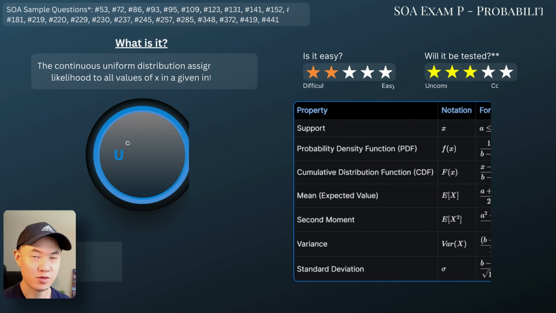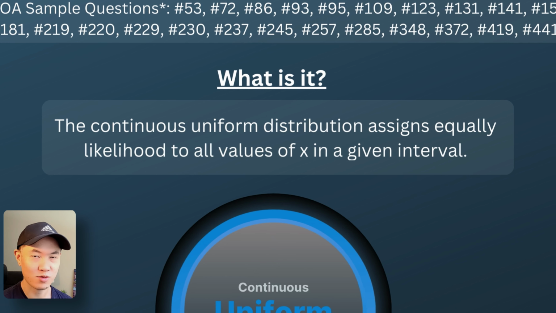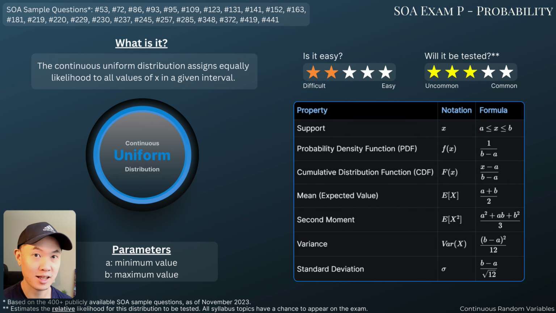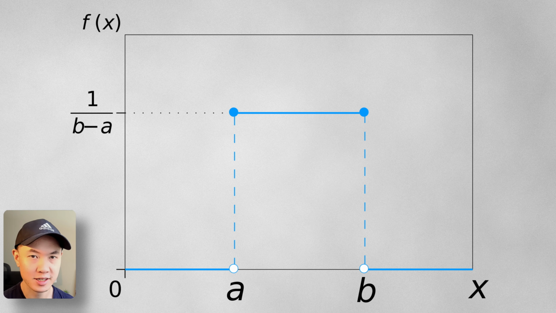The continuous uniform distribution assigns equal probability to all values of x within a given interval. The continuous uniform distribution is very similar to the discrete uniform distribution. The continuous uniform distribution has a support that has an uncountable number of values, and that's what makes it continuous. Similar to the discrete uniform distribution, the continuous uniform distribution also takes on two parameters, a minimum value and a maximum value.